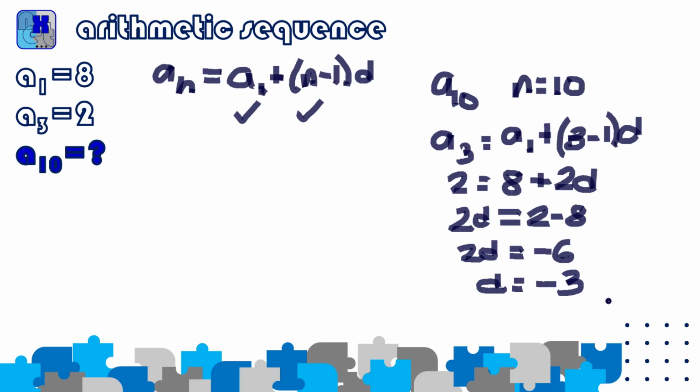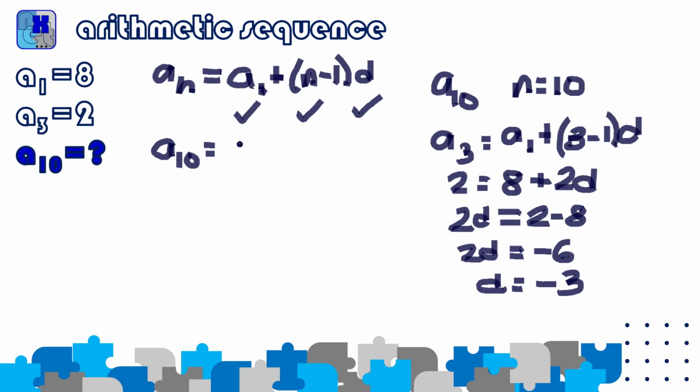Now, one way of checking whether the common difference represented as d is correct is looking at the flow of the sequence. From the first term 8 to the third term 2, obviously it decreases. That's why your common difference here is a negative number. So we have now the value of d, so we can now solve for the 10th element of this sequence using the same formula.